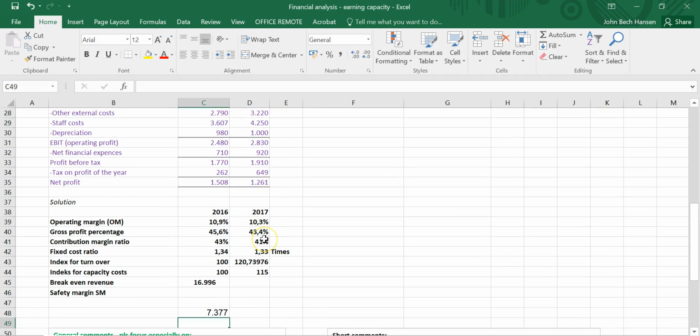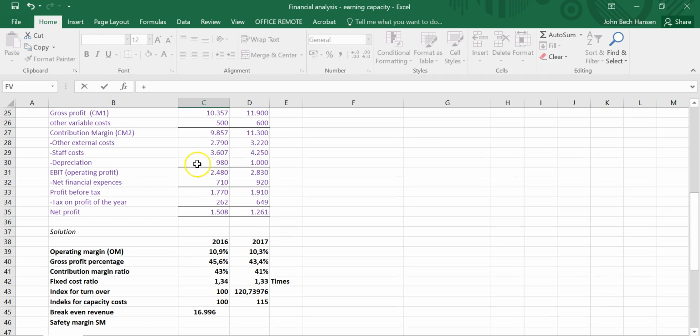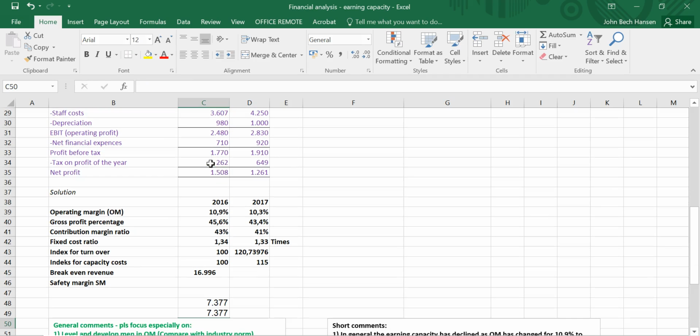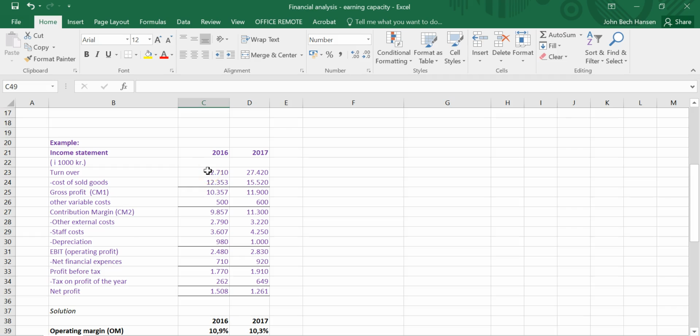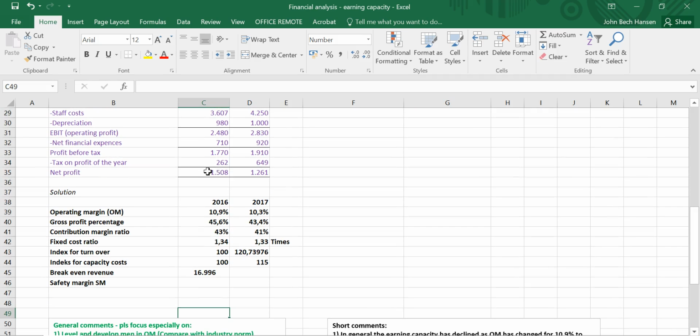Just for the fun, I will now calculate what is actually our capacity cost. Whoa, 7,377,000. So the break-even revenue is indeed 16,996.